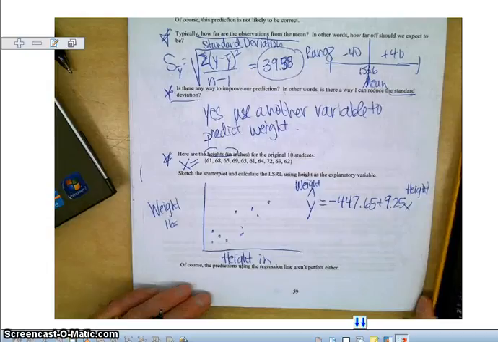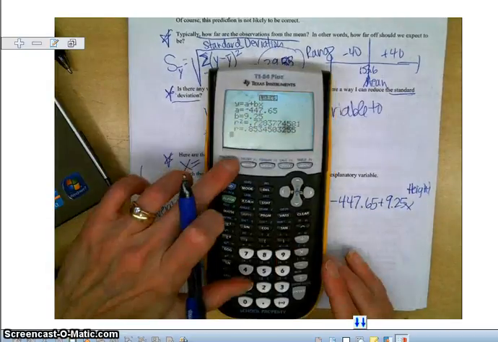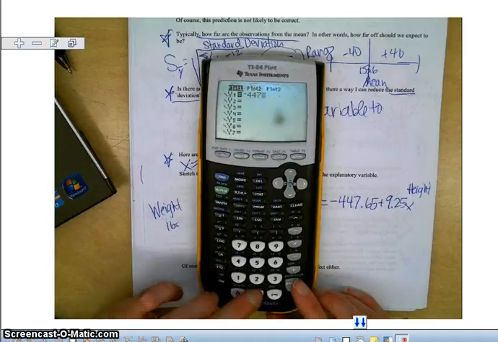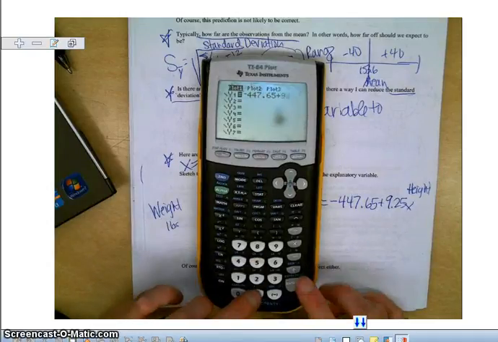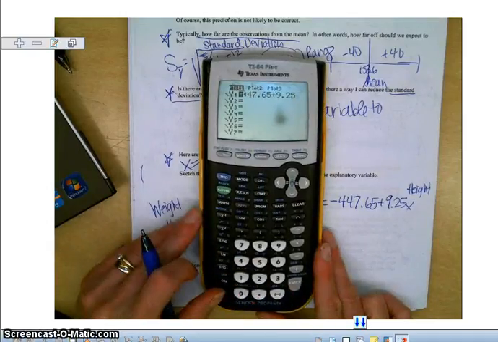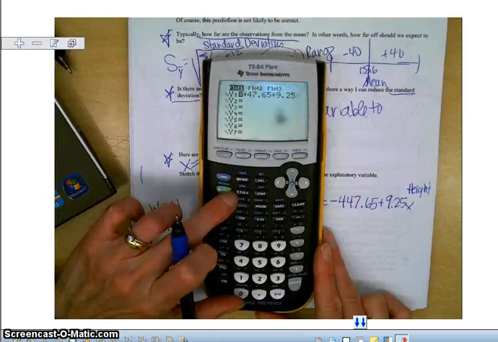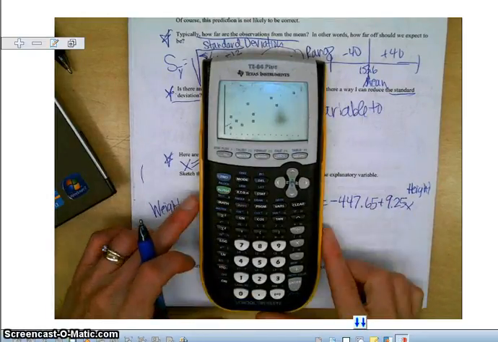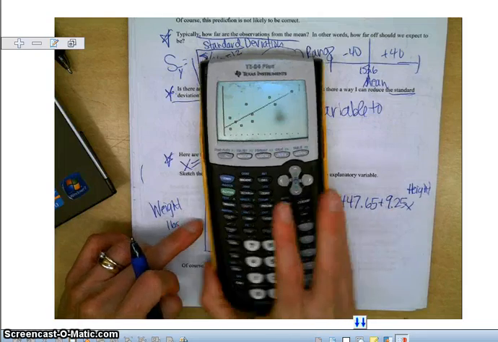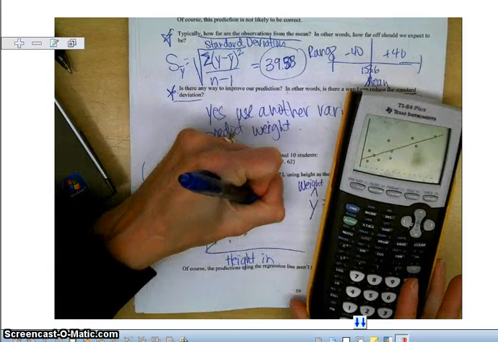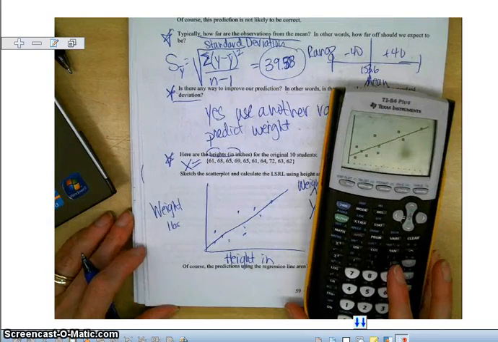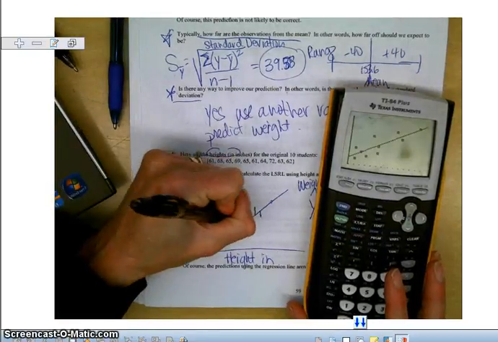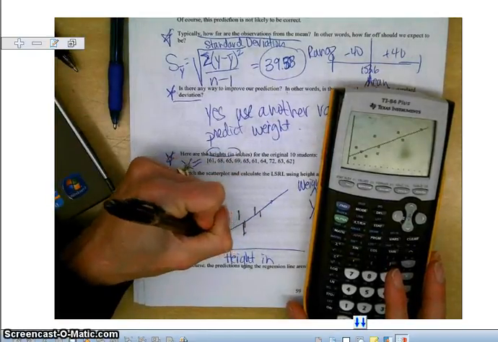So now to get that on my graph, I go to my y equals and I hit negative 447.65 plus 9.25x. The x button, remember, is this X,T,theta,n button. Don't use alpha x or it won't graph. And then hit graph again, and it draws that least squares regression line in there for you. So notice we have some residuals. We've got all of these residuals.